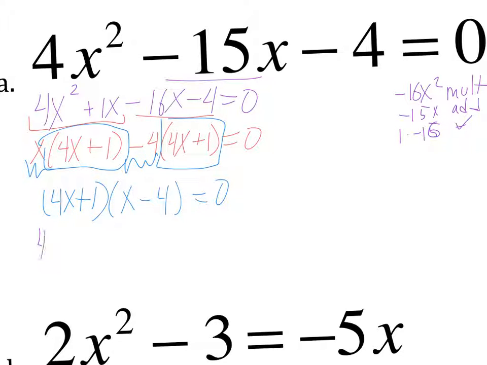From this point, I can write 4x plus 1 is equal to 0. If I subtract 1 from both sides, divide by 4, I get x is negative a fourth. For my second one, x minus 4 is equal to 0. If I add 4 to both sides, I get x equals 4.